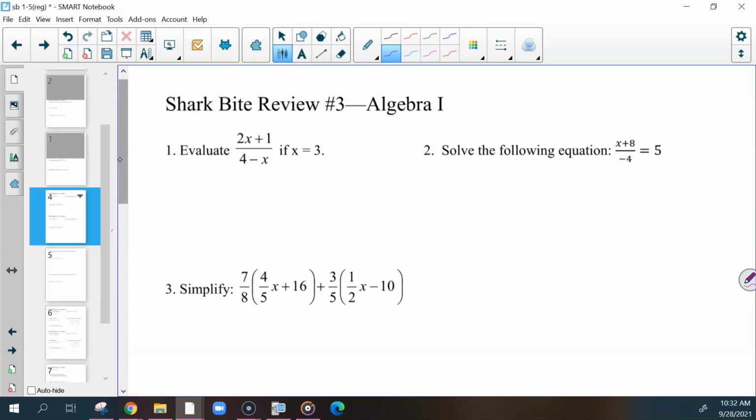Number one, you need to evaluate, so put 3 in for x, all of your x's, and solve, and then simplify all the way. So the final answer was 7.